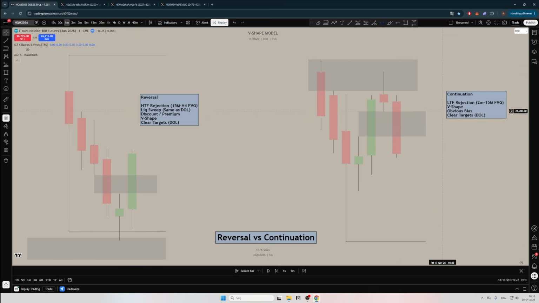And the next confluence is a V-shape again, and that's because it's our entry model. And next up we have obvious bias, and obvious bias is just that the trend is clear. If we are bullish or bearish is pretty obvious, and that could be both on the lower time frame and the higher time frame.